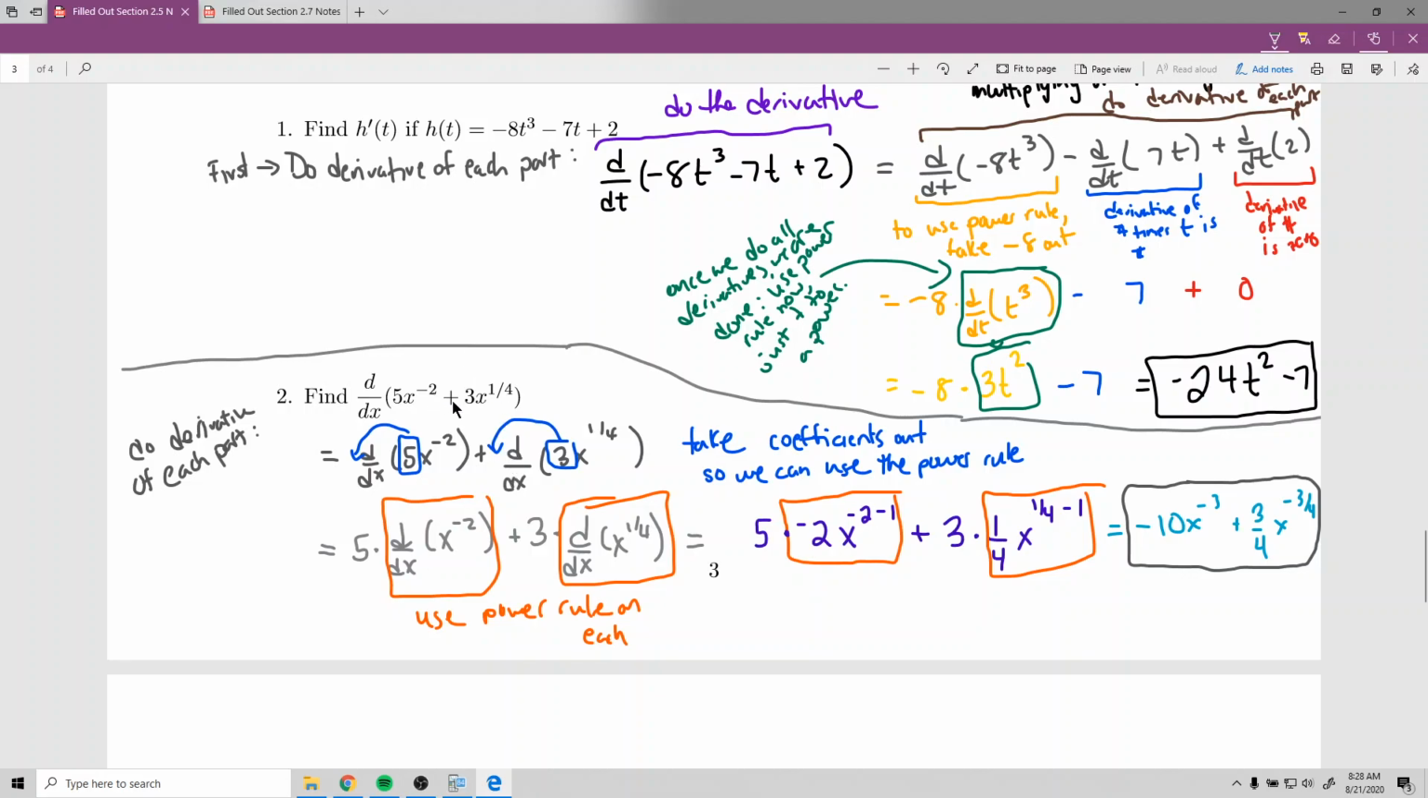All right, but once again, you'll notice that we didn't have any multiplications or divisions here for a reason. We don't know how to do those derivatives yet.